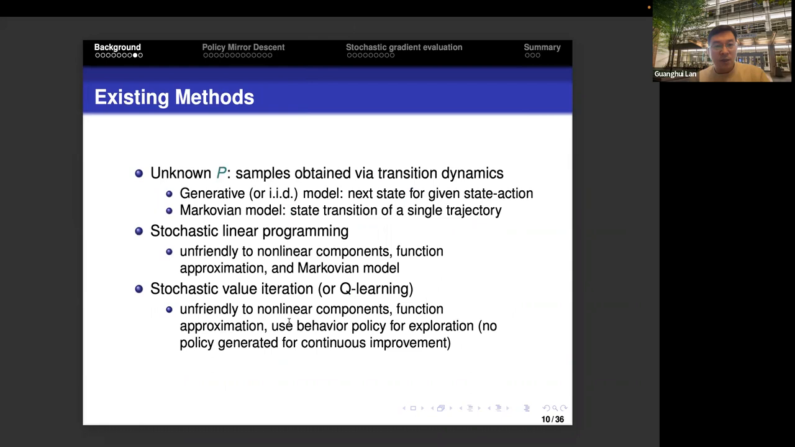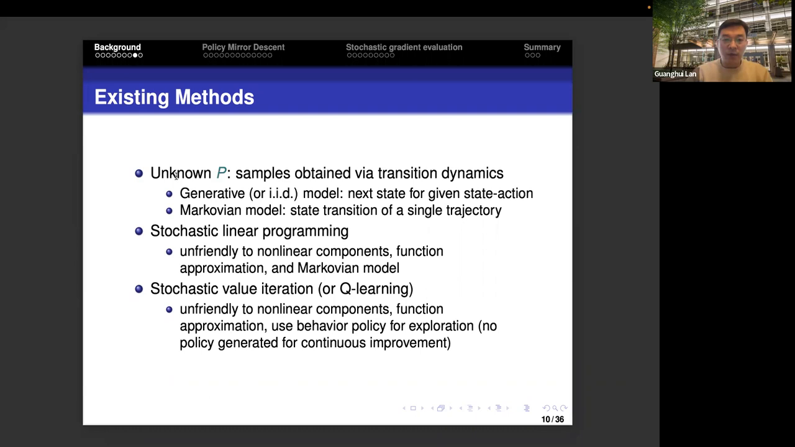So next I want to discuss some existing algorithms for MDP and reinforcement learning. The major difference between MDP and reinforcement learning is that in RL, we don't necessarily assume that we know P. What we know are the samples obtained from this transition dynamics. That means given a state and action pair, we can observe what's going to happen for the next state. Okay, that's all we know.